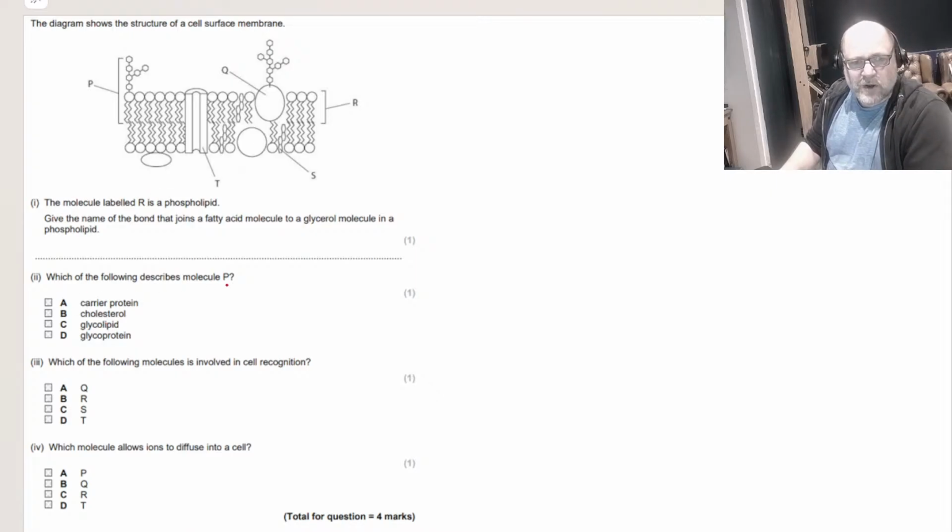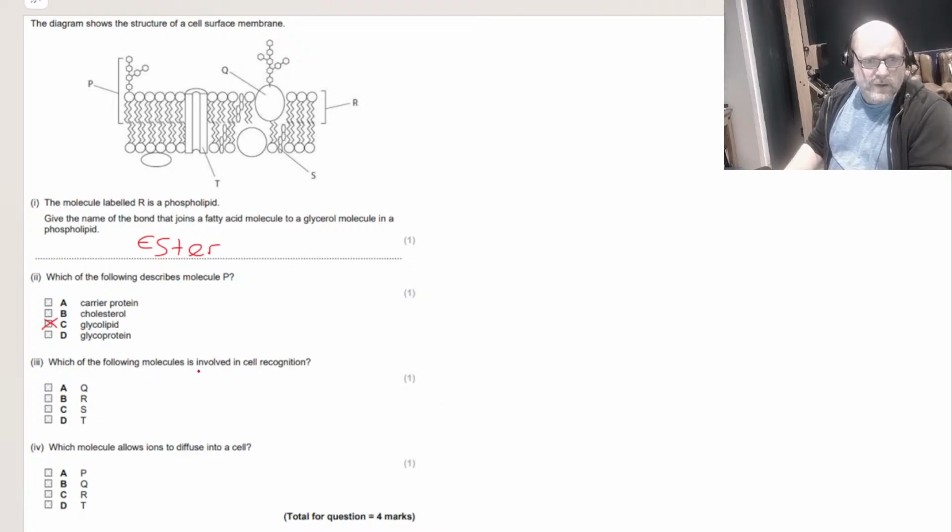Which of the following describes molecule P? So that is a glycogen attached to a lipid. So we're going with a glycolipid. And this was ester. Everyone go for C for that first one. This is a glycolipid. That white thing there, that's the hydrophilic head of the phospholipid, and then these are glycogen. These are glucose molecules, which are probably, well, yeah, they're forming glycogen as animals don't have starch.